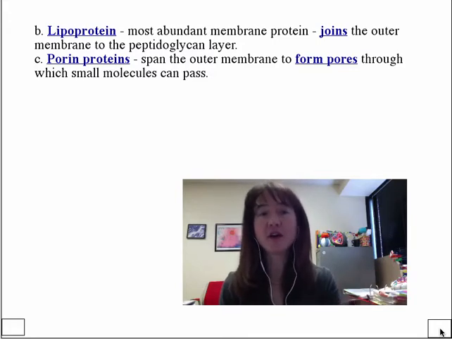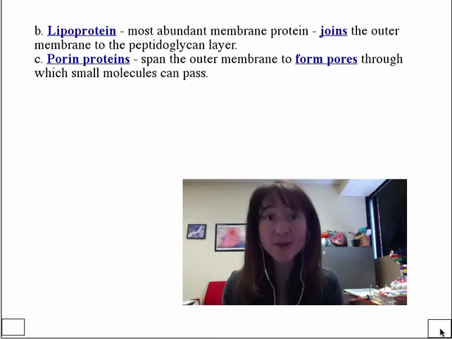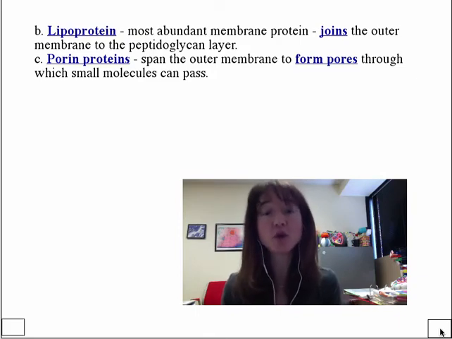So things that are of relatively small size can pass in. That is to say, it's not as incredibly exclusive or selective about what it allows in as the inner membrane is. So that's due to those Porin proteins.